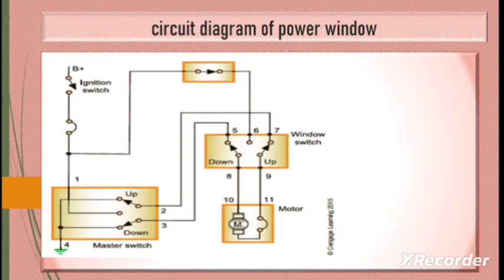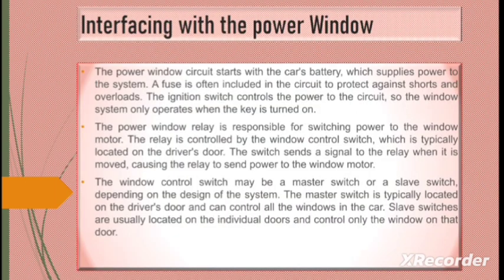After that we will see the circuit diagram of power window. In the circuit diagram of power window you can see the ignition switch. After that it consists of the master switch, window switch, motor, etc. Interfacing with the power window circuit, how it works.